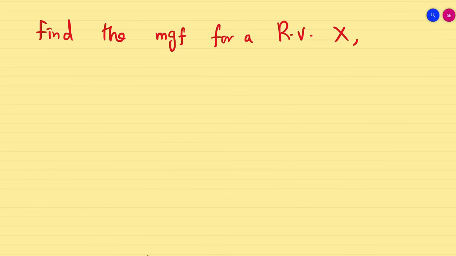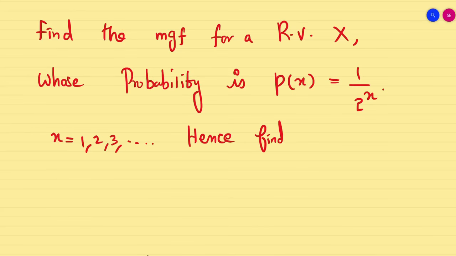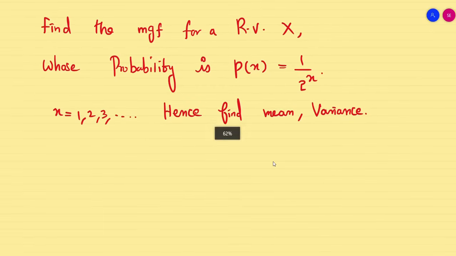You just see it and come back. Okay, let's go. Find the moment generating function for a random variable x whose probability is p of x equal to 1 by 2 power x, for x equal to 1, 2, 3, etc. Hence, you have to find the mean and variance. That's it, guys. So now let us see how to find this.